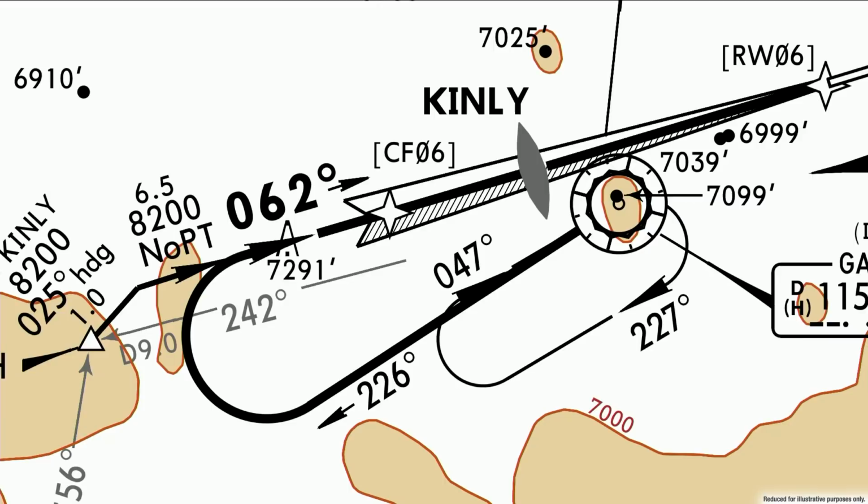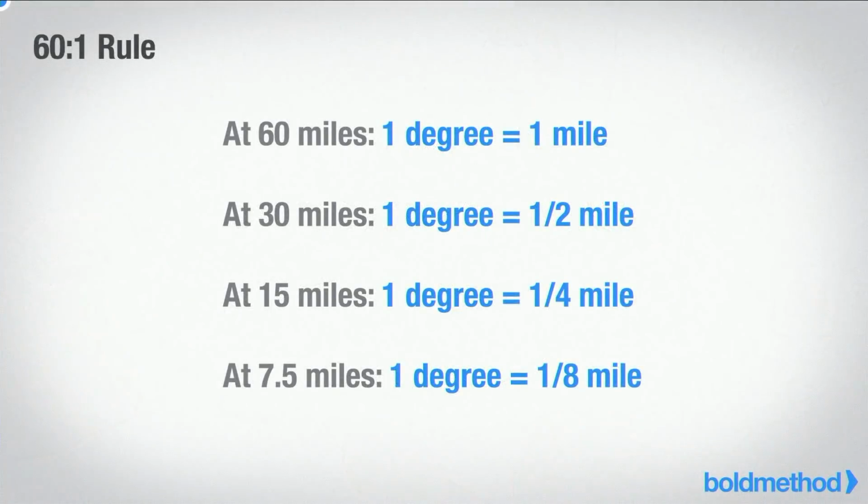And then we can use a little bit of the 60-to-1 rule. So the 60-to-1 rule says at 60 miles, for every degree, you will cross 1 mile. Okay? At 30 miles, every degree takes 1/2 of a mile. At 15 miles out from a VOR or a source, every degree takes 1/4 of a mile. And at 7.5 miles, every degree takes 1/8 of a mile.